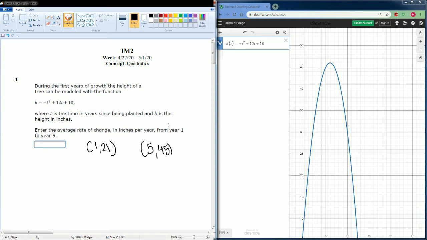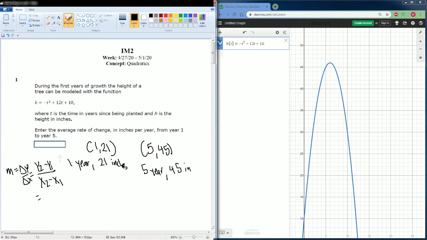All right, so here's going to be your first point. This says this is at 1 year, the height is going to be 21 inches. Here it's going to be the 5th year, at 45 inches in height. Slope formula, we should already know. M is equal to delta y over delta x, which is just y2 minus y1 over x2 minus x1.